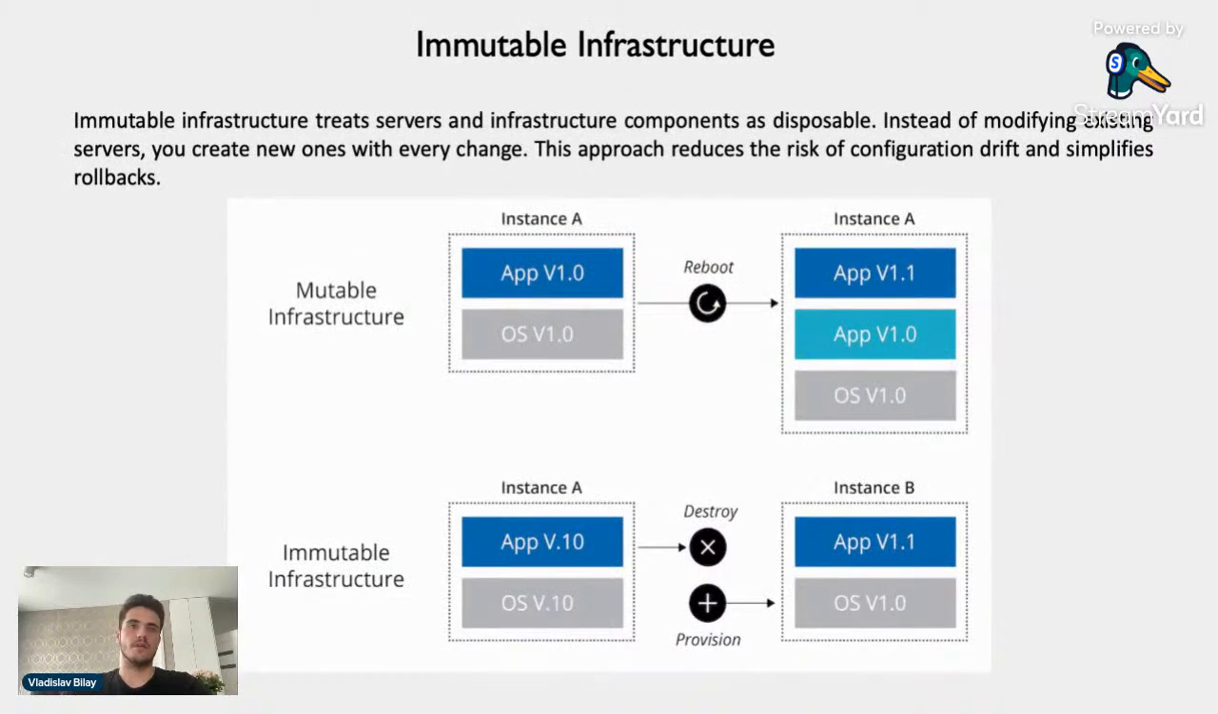The next one is immutable infrastructure. Immutable infrastructure treats servers and infrastructure components as disposable. Instead of modifying existing servers, you create new ones with every change. This approach reduces the risk of configuration creep and simplifies rollback. AWS uses this approach with services like AWS Elastic Beanstalk, where updates result in the creation of new environments, preserving the existing one for rollback. This ensures a consistent and predictable infrastructure state.